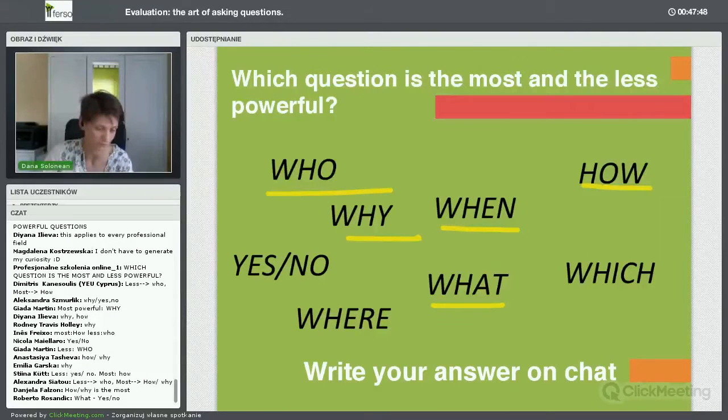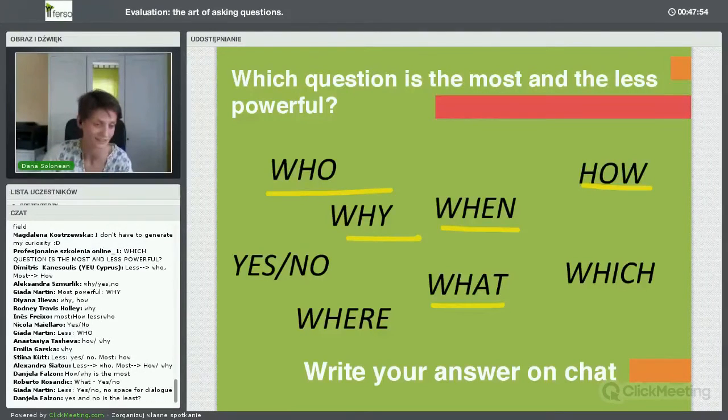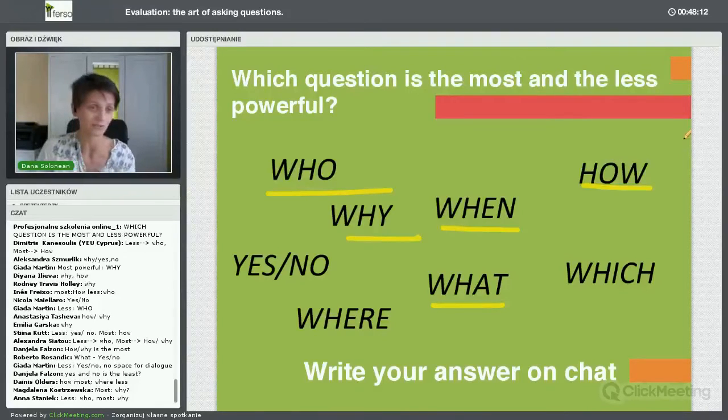How, why is the most powerful. What. Yes, no: no space for dialogue. Yes, no is the least. Okay. So more or less how most, where less, why most. Instinctively, you answered well, like everybody is answering, because I think we all somehow know this and have these answers inside us.